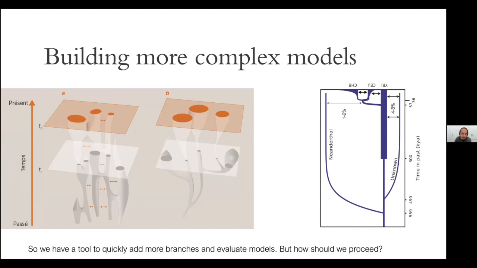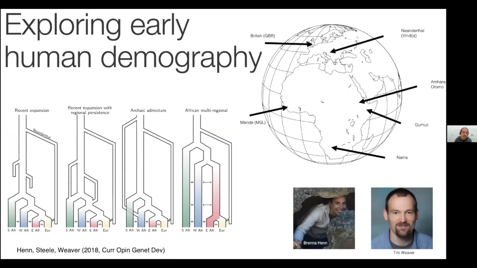And again, I'm going back to this slide that I had presented earlier. Let's look at all these different models that people have proposed and test them, right? Not just this archaic admixture model I just presented, but let's try these other models just in case they also describe the data very well. I'm just going to jump straight to the results.